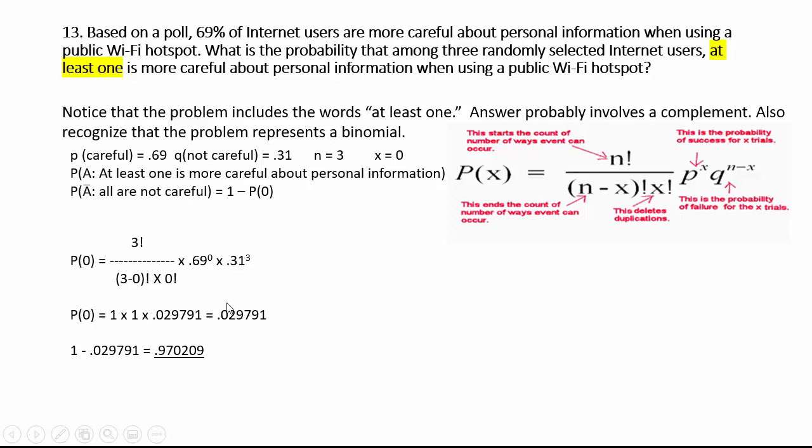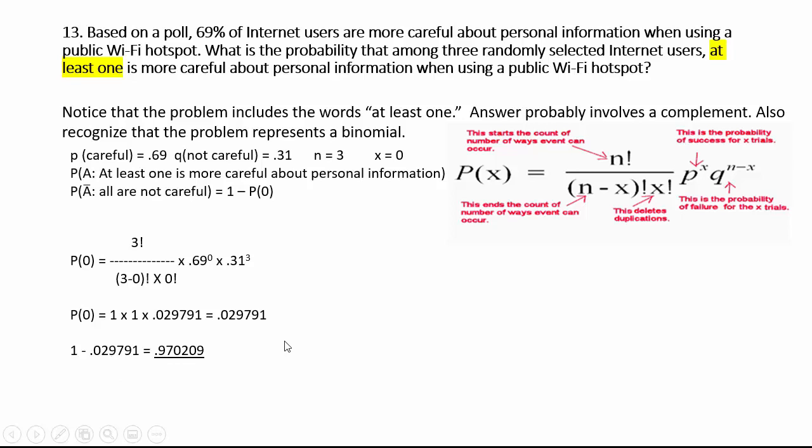So when you do that, you get 0.31 cubed, or 0.029791. But remember, that's not our answer. That's the probability of getting none of these people, right? To be careful, and we just want the probability of at least one. So we just subtract that little probability from 1 and get 0.970209.